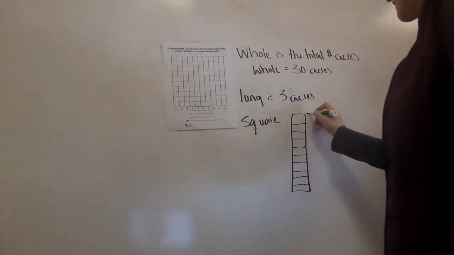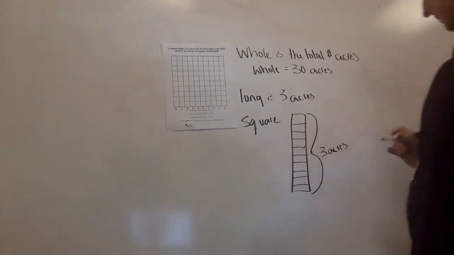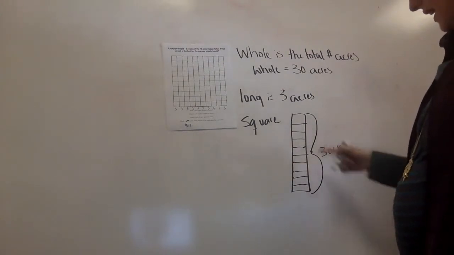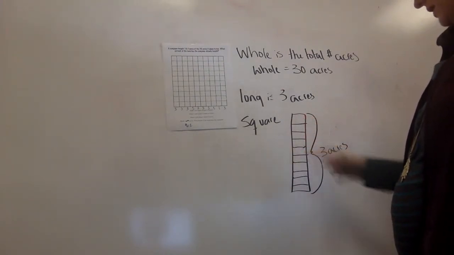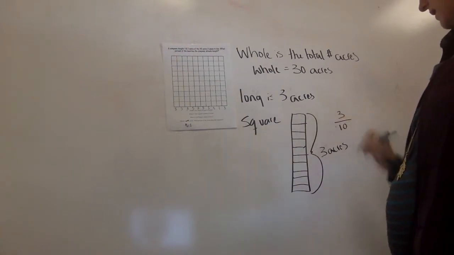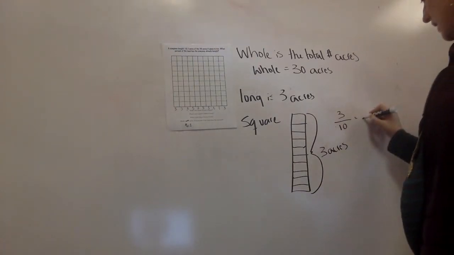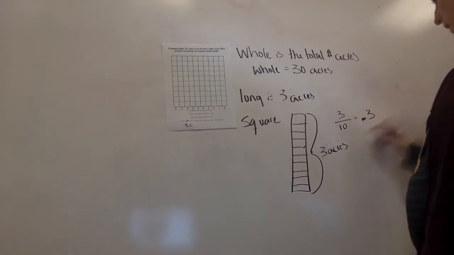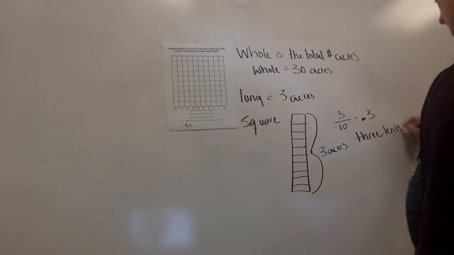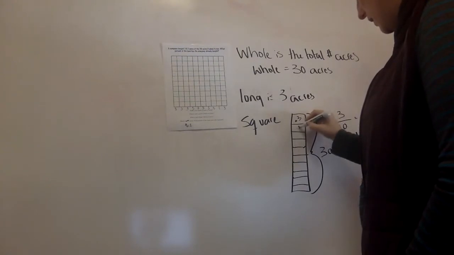Okay, now I know that altogether, this is worth 3 acres. So I need to take that 3 acres and divide it into 10 equal pieces. So I need to take 3 and divide it by 10. But hey, when we're dividing by tens, we're getting those nice decimals. So this is going to represent 0.3 or 3/10. So each of these is going to represent 3/10.